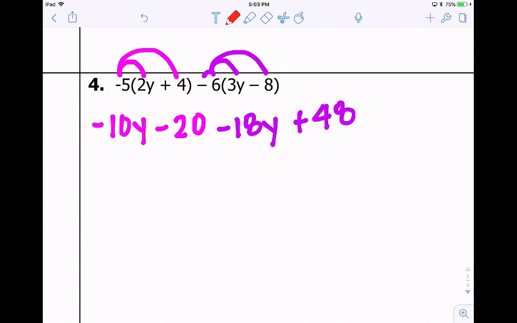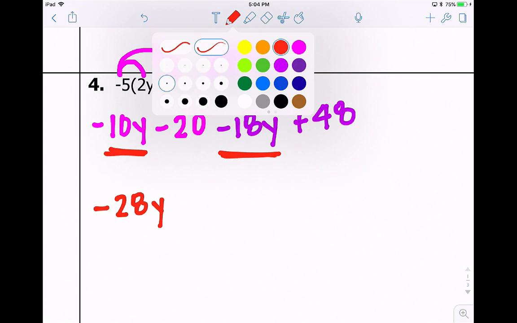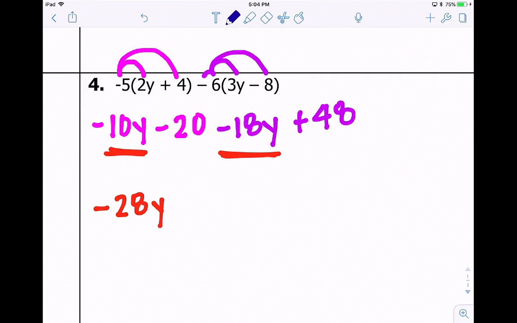So we have y's that need to go together. So we have -10y and -18y. So we combine those. So that says -10 minus 18 is going to be -28y. And then we combine our constants, very similar. So we have a -20, that's a constant, plus 48 is going to be a +28. So that expression simplified is just -28y plus 28.